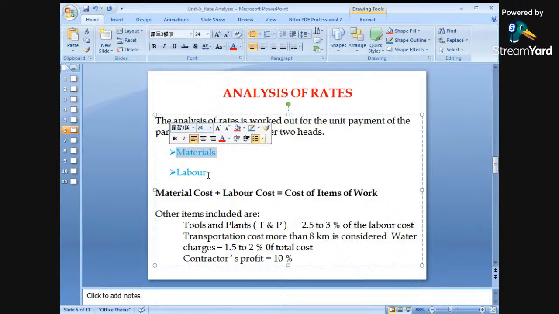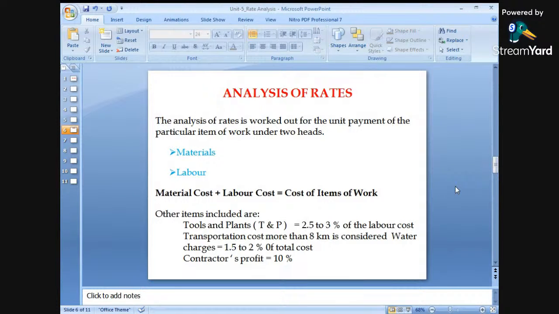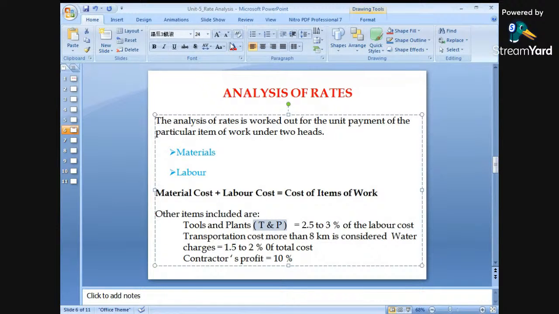Okay? Because these two are the main things, material cost and labor cost. Nowadays these are the two things, and rarely used are the various equipments, tools and plants. Okay, but the major cost will be taken by these two items, that is materials and the labors. Next, material cost plus labor cost is nothing but the cost of item of work. That is as simple as that. It is very simple.